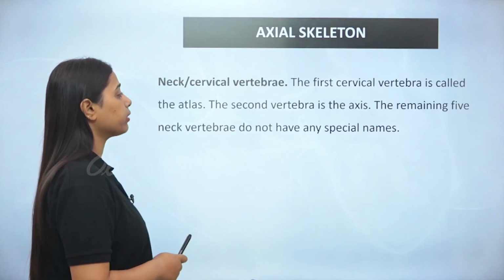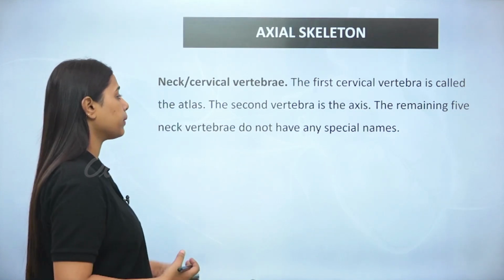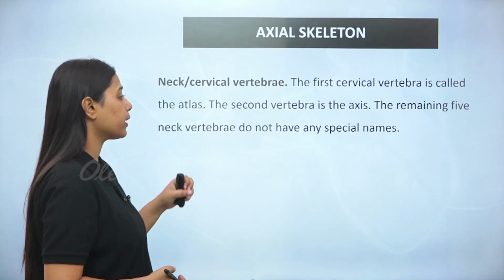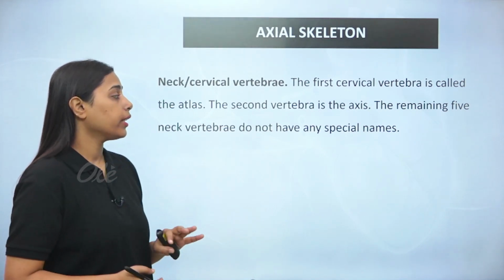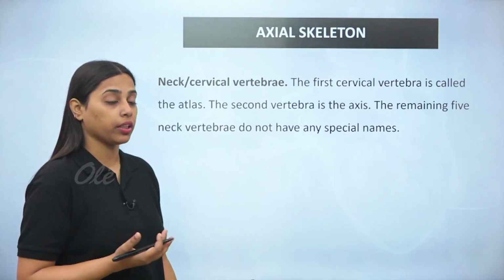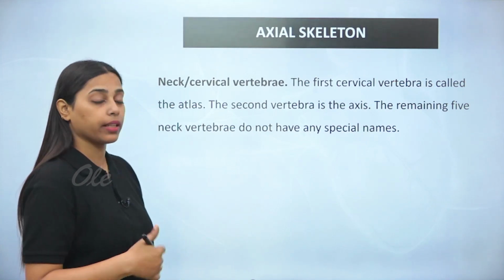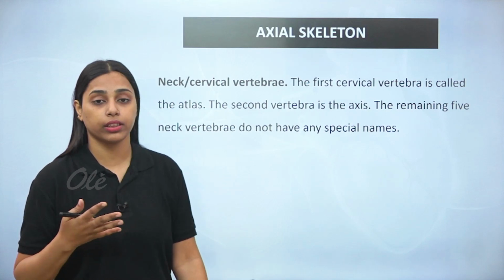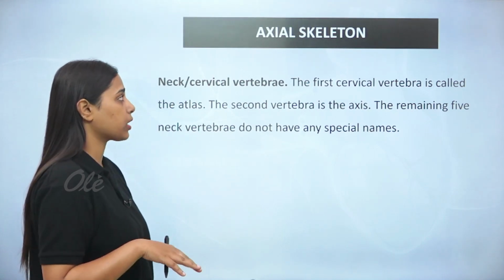Neck and cervical vertebrae. The first cervical vertebra is the atlas. The second vertebra is the axis. The remaining 5 neck vertebrae do not have any special name. So only atlas and axis are the names given to the top 2 bones present in the cervical vertebrae. The rest have no special names.